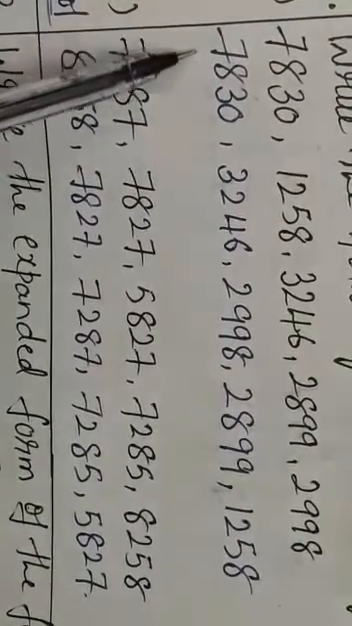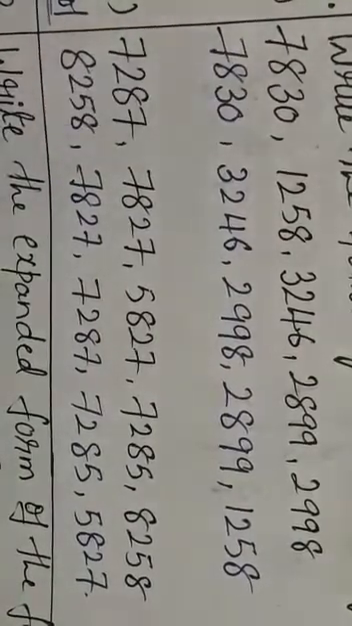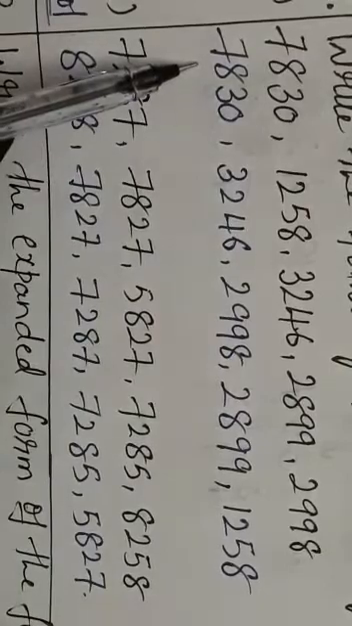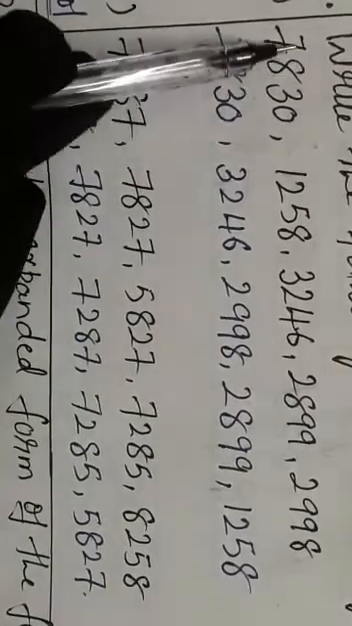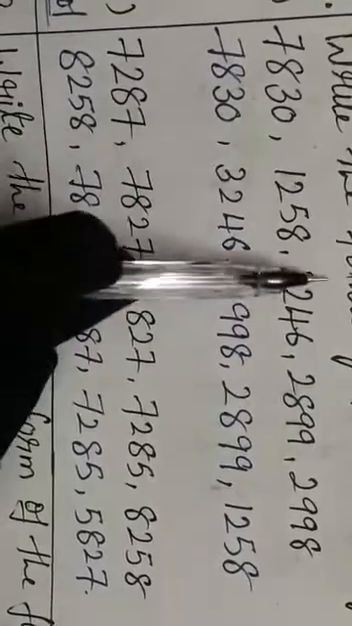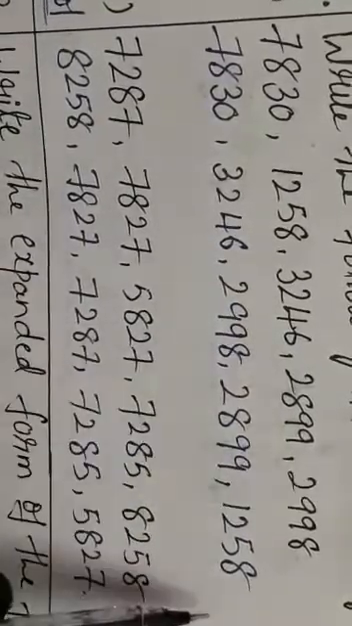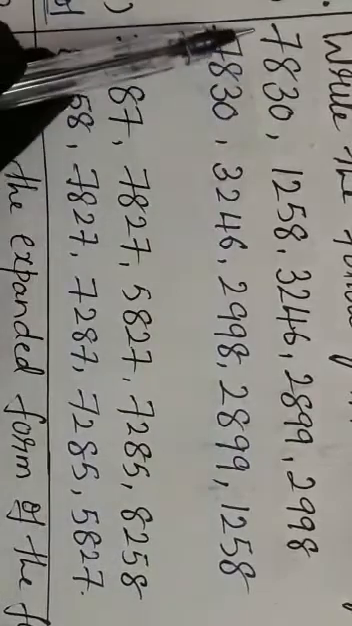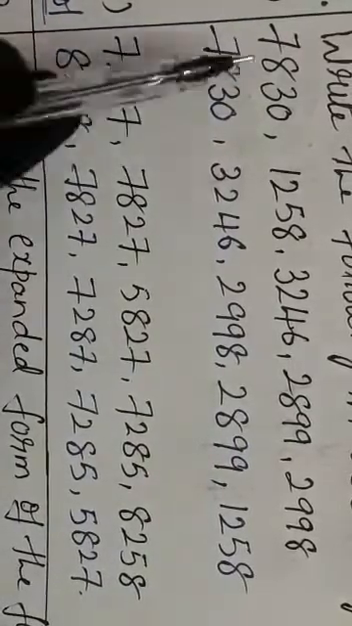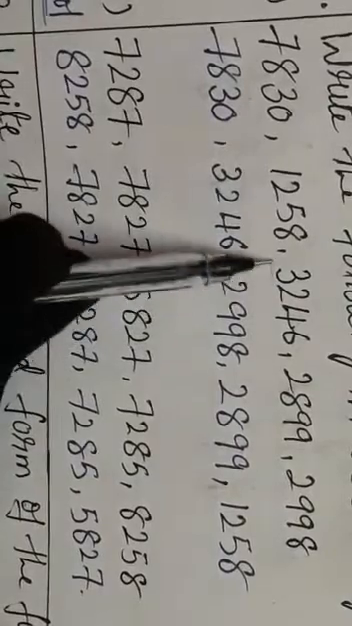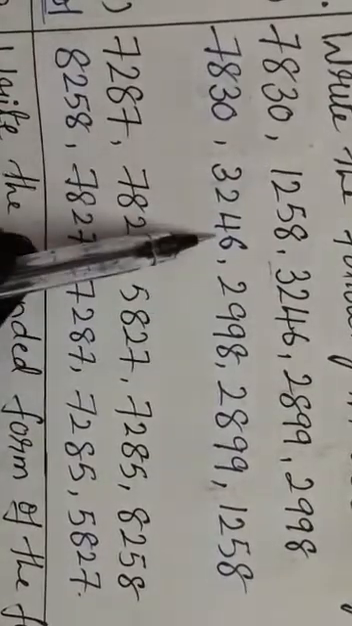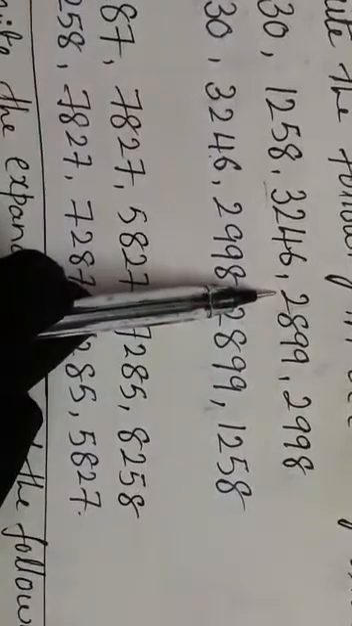See here, arrangement of descending order. The given numerals are here and the solution is here. First we pick the greatest number and write it here. 7 at the 1000 position, 1 at the 1000 position, 3 at 1000 position, 2 at 1000 position and 2 at 1000 position. In these all numbers 7 is bigger. First we put the 7,830. Next is 3,246. There are two numbers in 1000 position.